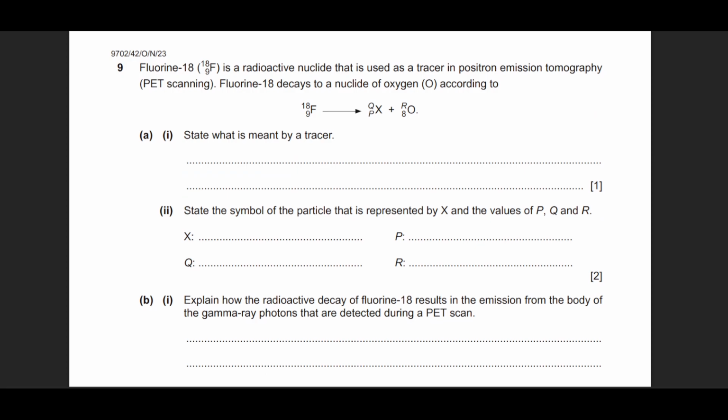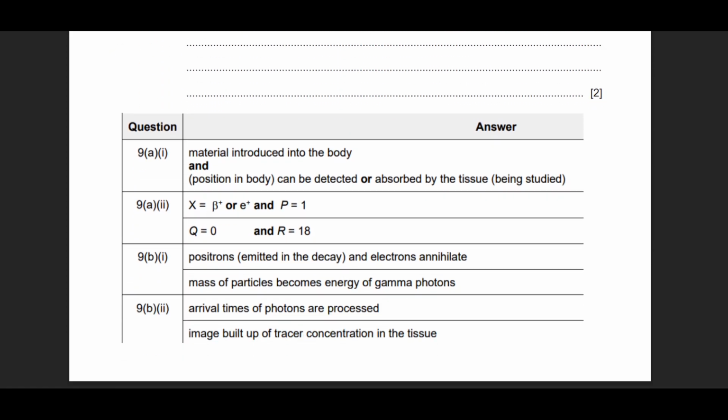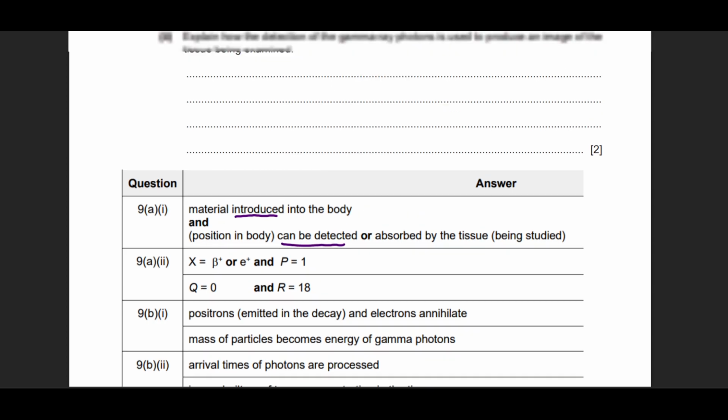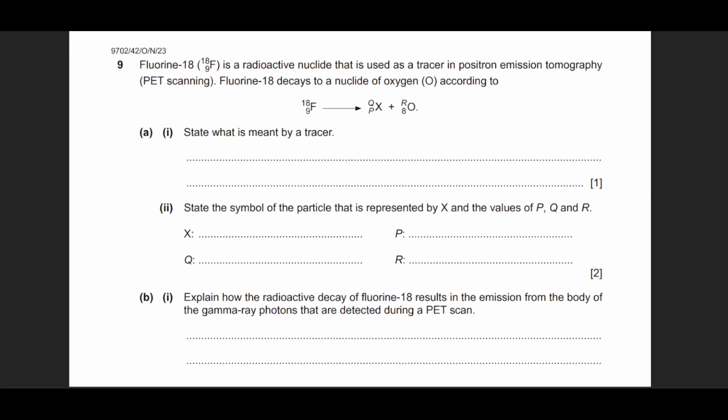It says, state what is meant by tracer. Again, tracer element, the definition is this. It is introduced in the body and it is used to detect where cancer or tumor cells are high. Then he has asked about these particles. Primarily, this is a decay question that we have already done in nuclear physics. So he says, what is X?